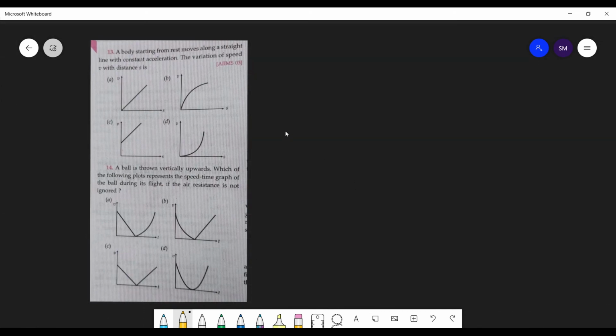So you have two questions here. First question. These questions are also from the All India Institute of Medical Science exam. You have a body starting from rest, so u is equal to 0, and it moves along a straight line with constant acceleration. The variation of the speed with distance. So students, the graph that you have here is distance versus speed, and it is moving along a straight line with constant acceleration.